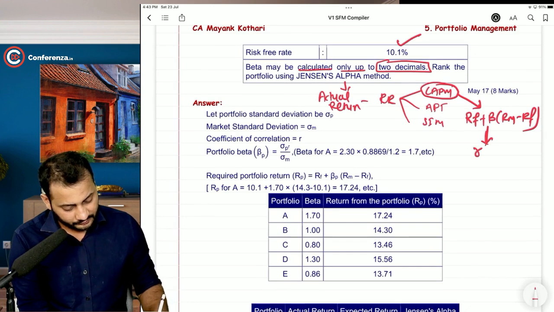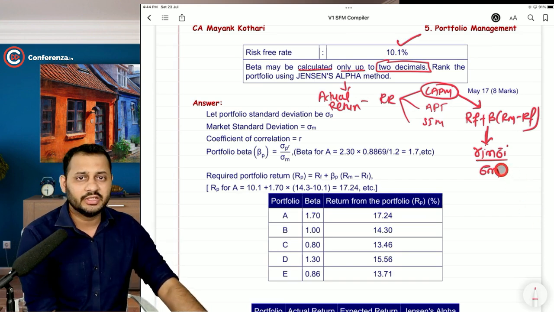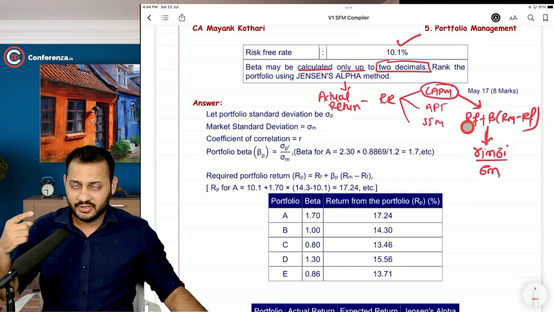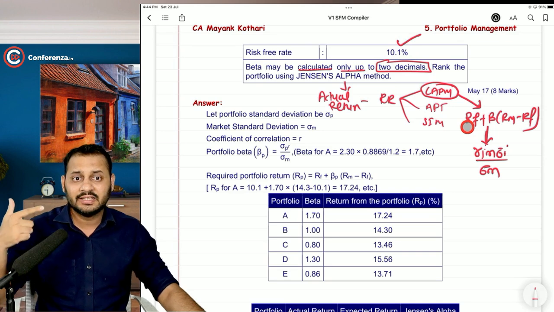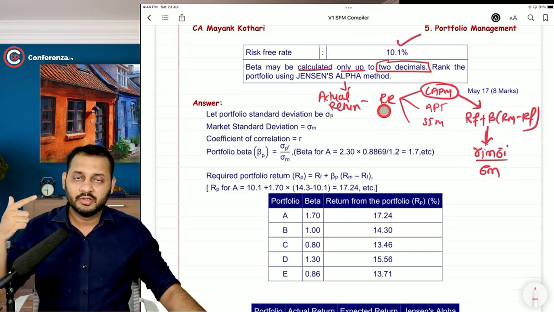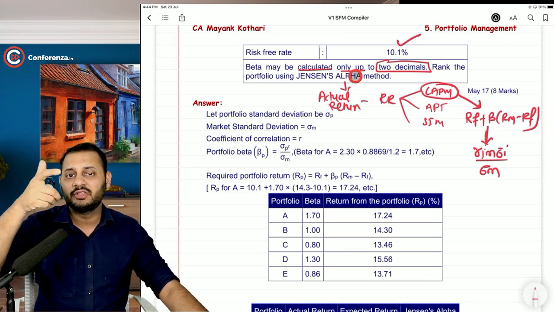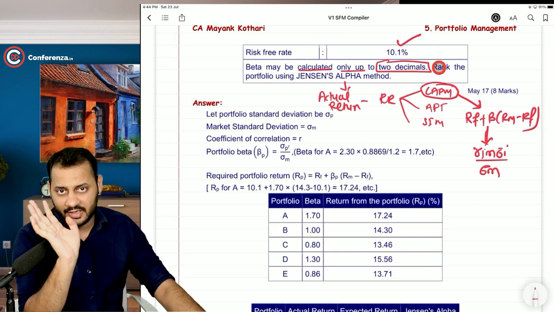So beta is R I M, standard deviation of I, standard deviation of M. Use this formula first to calculate the beta of all the 5 portfolios. Put that beta in this equation, calculate the required return of all the 5 portfolios, and then compare that with the actual return. So actual return minus required rate of return will give you the Jensen's alpha. Higher the alpha, higher will be the rank.